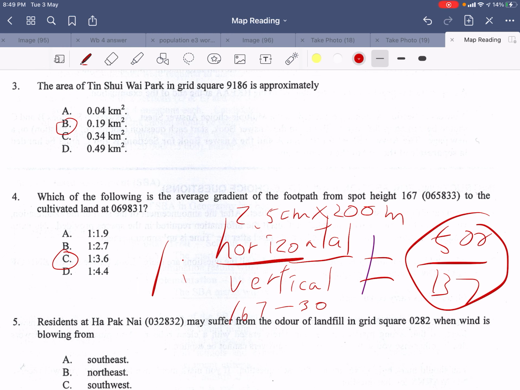Okay, yeah. The footpath is quite easy to calculate, and then also right here, be careful about the height of the cultivated land, which should be 13 m.